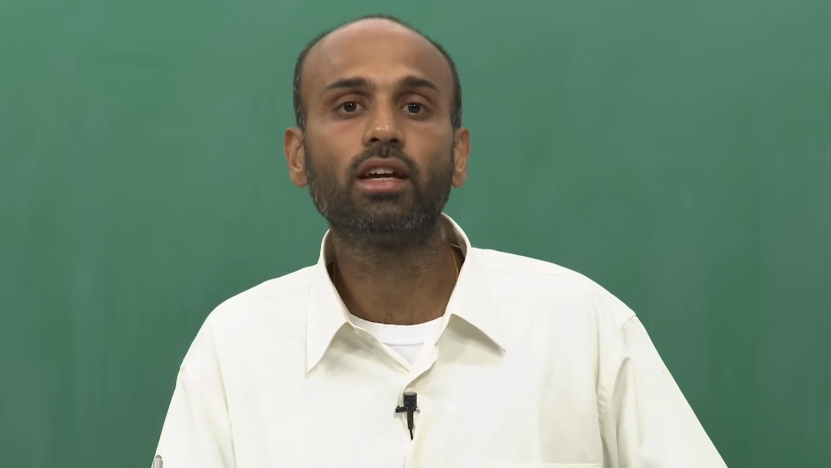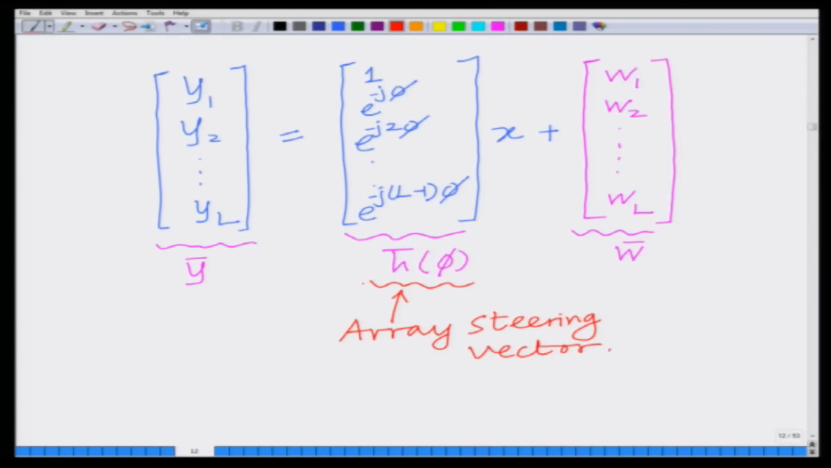It is as if you are steering the array in the direction of theta, that is the direction of the angle of arrival theta. So, I can write this system model, that is a received signal vector y bar consisting of y1, y2, up to yL, where yi is the signal received at the ith antenna, y bar equals h bar phi times x, which is the transmitted signal, plus w bar, which is the noise vector, where h bar phi, where phi is in fact a function of the angle of arrival theta. This is known as the array steering vector. I have expressed this system model in terms of the array steering vector.